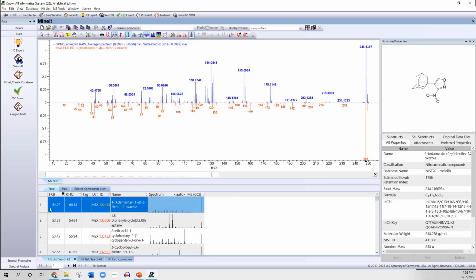Well, if you look at the hit quality index, the HQI value, you can see it's much below 70. And in general, when you get down in this range, usually the results that you get are not indicative of any useful information about the unknown.